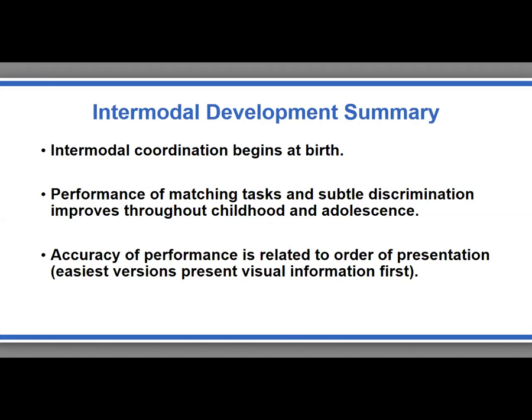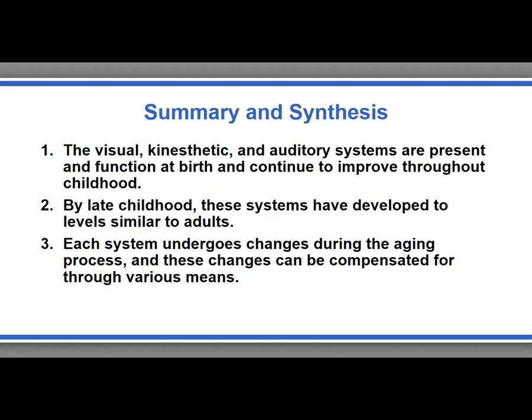Intermodal developmental summary. Intermodal coordination begins at birth. Performance of matching tasks and subtle discrimination improves throughout childhood and adolescence. Accuracy of performance is related to the order of presentation. Easiest versions present visual information first. So visual, kinesthetic, and auditory systems are present and function at birth and continue to improve throughout childhood. By late childhood, systems have developed to levels similar to adults, and each system undergoes changes during the aging process, and these changes can be compensated for through various means.